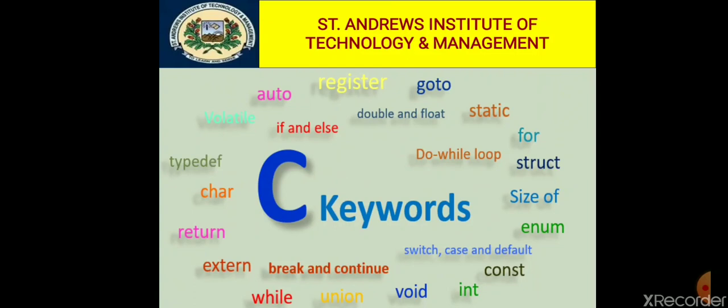In C programming, there are 32 keywords used in C language. Some keywords are shown in your slide, like goto, static, do while loop. These are keywords. So we do not use such a keyword as an identifier or variable name.